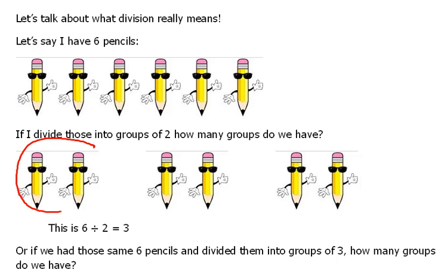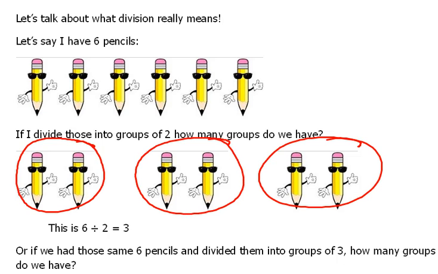So here would be 2 pencils, and here would be 2 more, and here would be 2 more. Now that's all 6 of my pencils. There would be 3 groups of 2 pencils. That's because 6 divided by 2 is 3. That's what happens when we're dividing. We're literally dividing them out. We are separating these things out into groups.